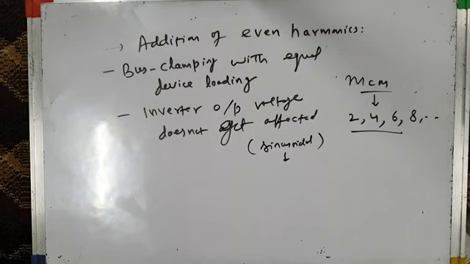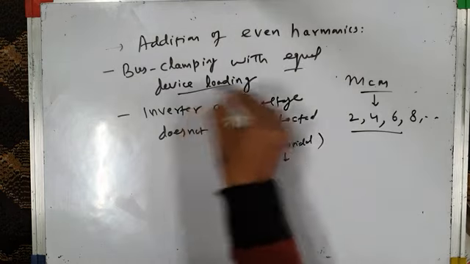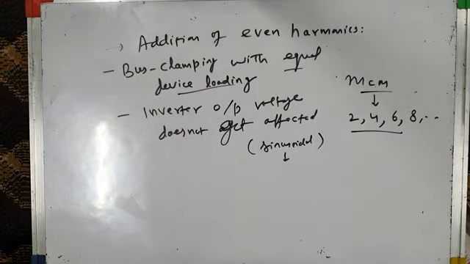Okay, so that is therefore the advantage of adding even harmonics and modifying your modulating or reference wave: to go for bus clamping, reducing the switching power losses of the inverter, but simultaneously with equal device loading. That's how we have achieved it today. And simultaneously, inverter output voltage does not get affected.